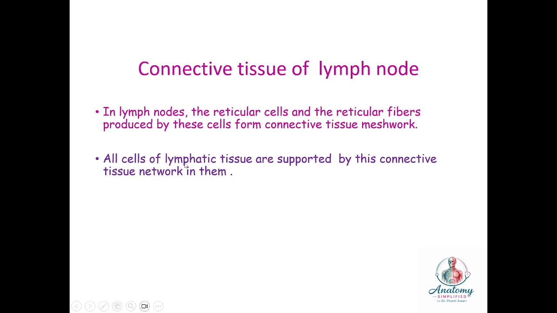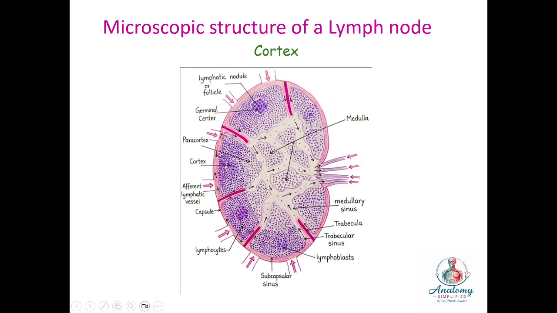A little bit about the supporting network of tissue present in the lymph node. In a lymph node, reticular cells and reticular fibers will form the supporting network. All cells of the lymphatic tissue are supported by this network.